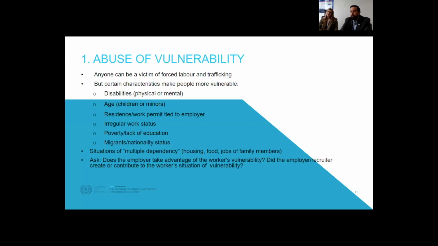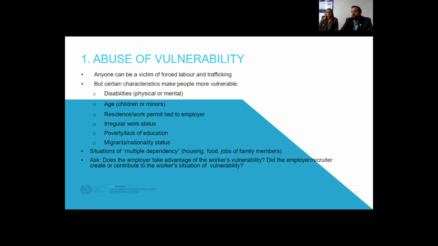So it's very important to mention that anyone can be a victim of forced labor and trafficking. We've had several cases. I mean, it's more common to see poor people or those in a poorer situation instead of the richer. But we do have cases of rich people being deceived into trafficking and forced labor. But certain characteristics make people more vulnerable. For example, people with disabilities, physical or mental, and age. Children and minors are automatically more vulnerable.